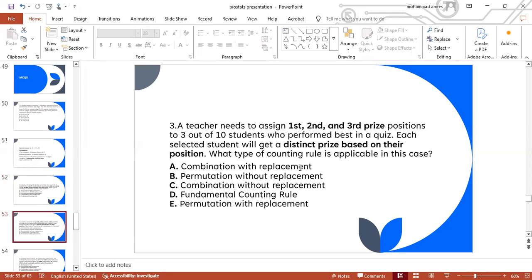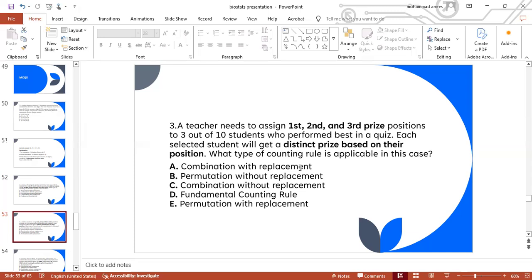3, a teacher needs to assign first, second, and third prize positions to 3 out of 10 students who performed best in a quiz. Each selected student will get a distinct prize based on their position. What type of counting rule is applicable in this case? A is combination with replacement, B permutation without replacement, C combination without replacement, D fundamental counting rule, and E permutation with replacement.